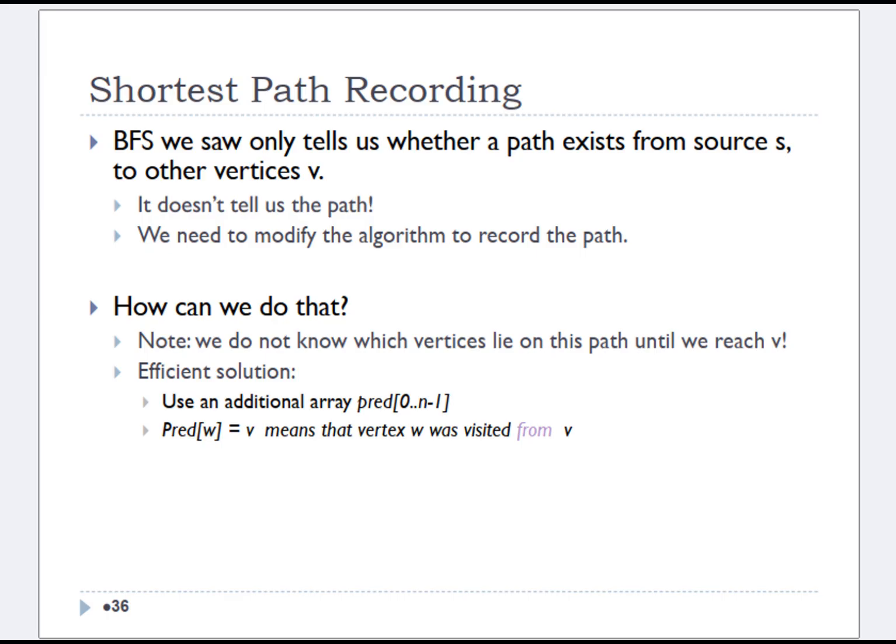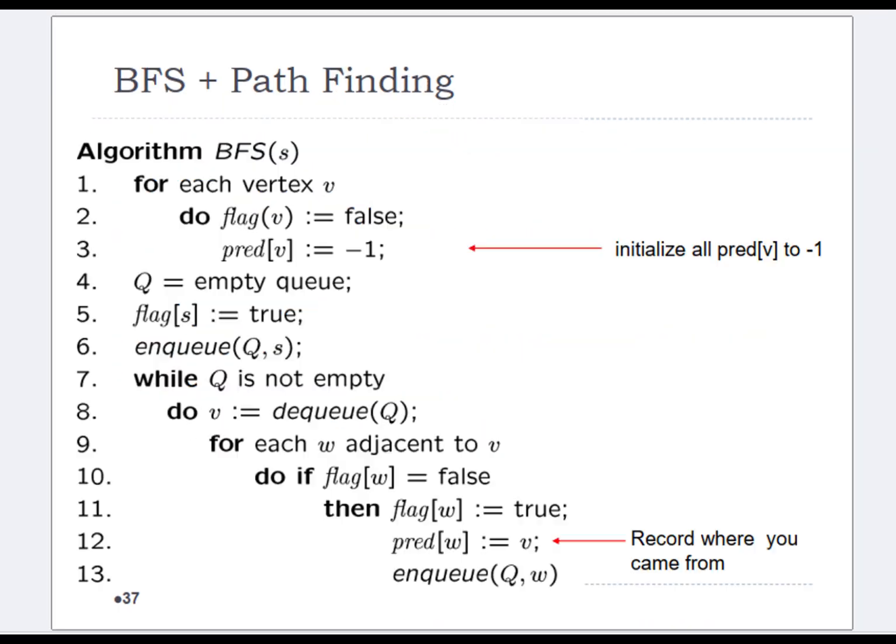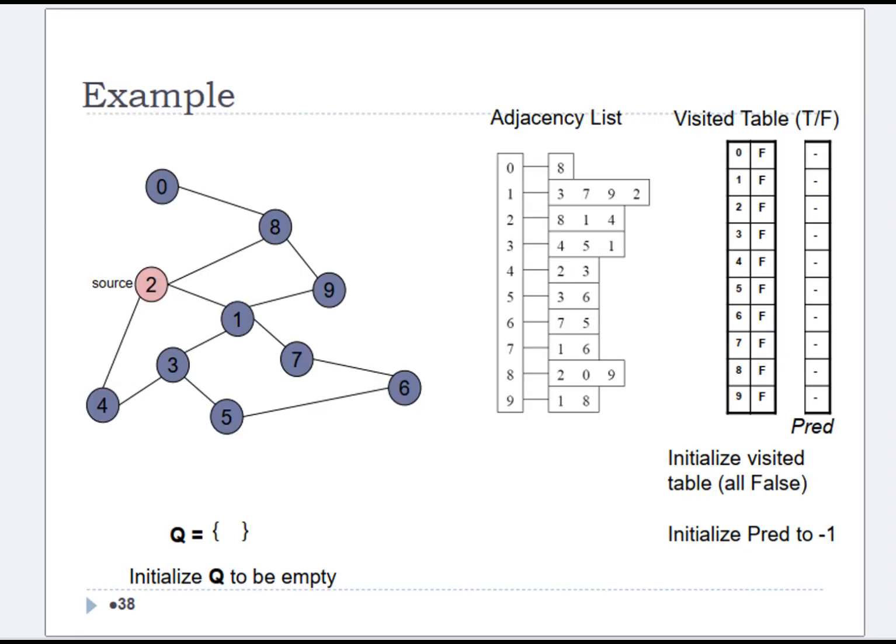Efficient solution: use an additional array pred[0..n-1]. pred[w] equals v means that vertex w was visited from v. BFS and path finding: initialize all pred[v] to -1 to record where you came from. Example: adjacency list, visited table T/F, source 0. Initialize the visited table to all false, initialize pred to -1, and initialize Q to be empty.